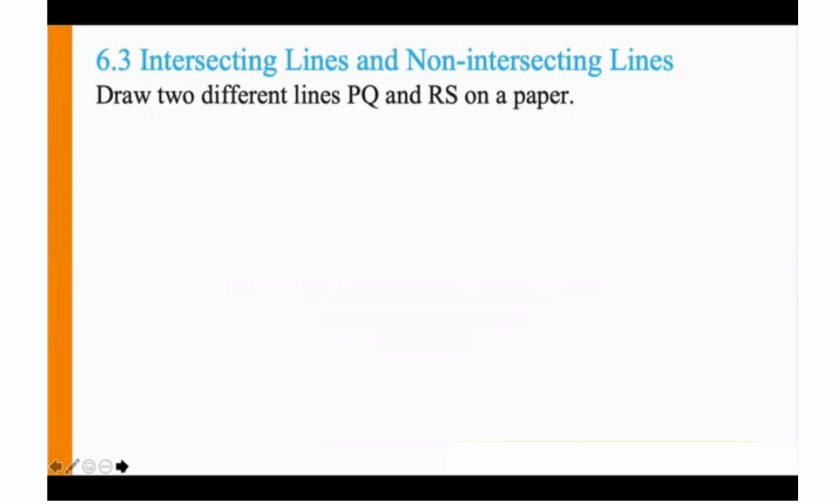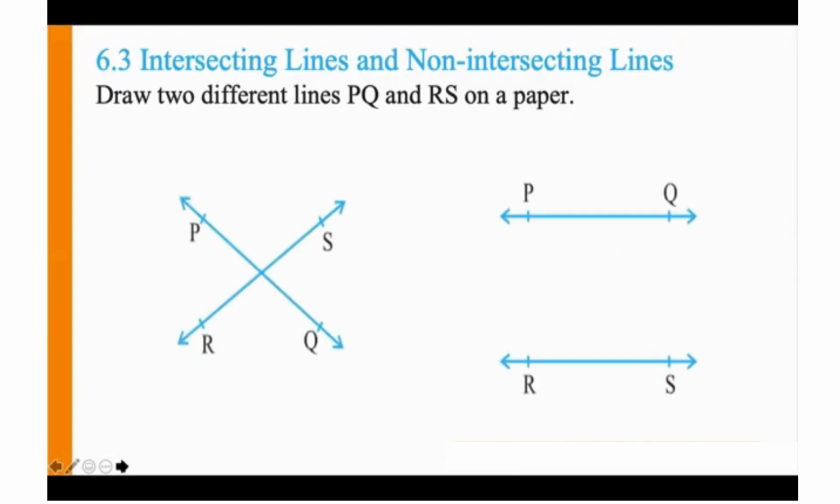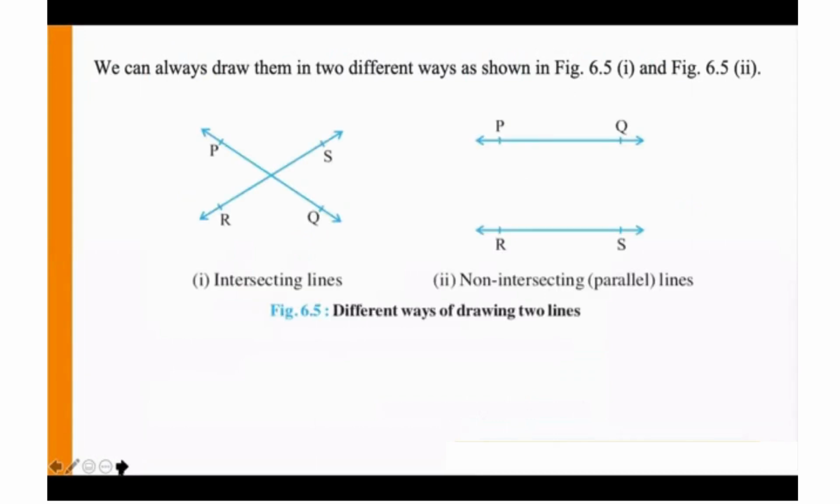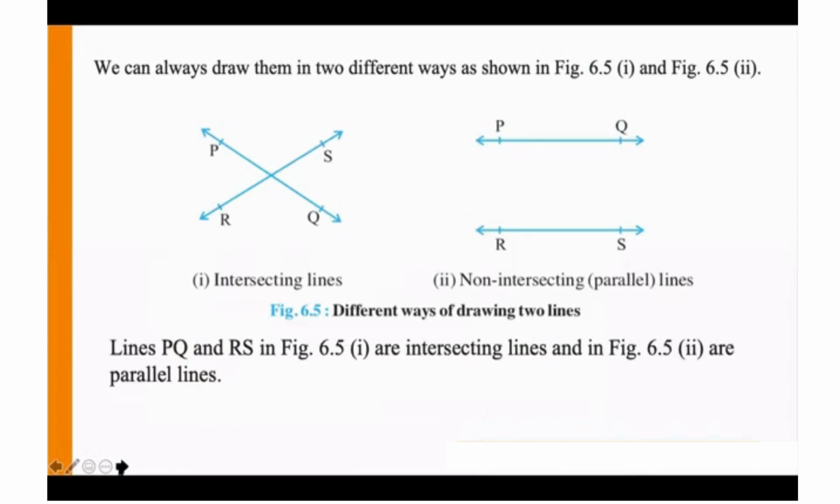If somebody asks you to draw two different lines, PQ and RS, on a paper, how many ways are there in which you can draw them? There are two ways to draw two lines. Either they could be intersecting as in the first option, or non-intersecting as in the second option. We can draw them in two different ways.